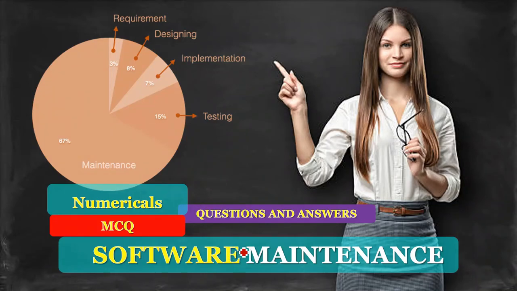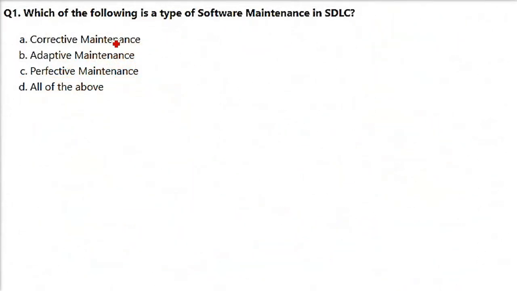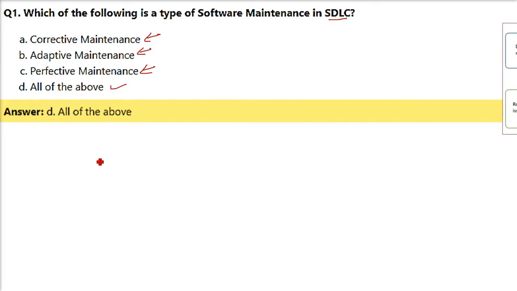In software engineering, we are taking numericals and MCQs on software maintenance. Which of the following is a type of software maintenance in SDLC? So in the software development life cycle, there are basically 4 types of software maintenance: corrective maintenance, adaptive maintenance, perfective maintenance, and one more, that is preventive maintenance. So the answer here is all of the above.